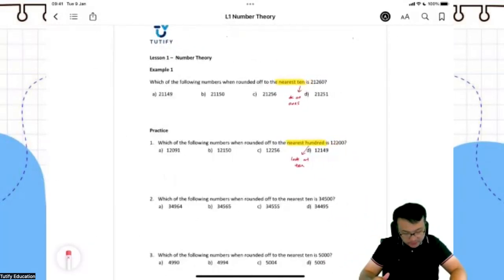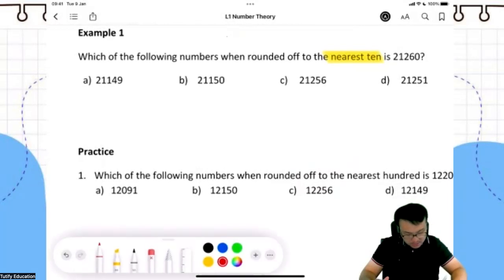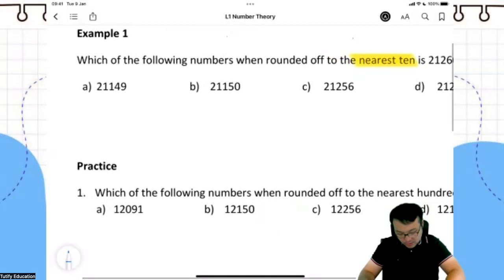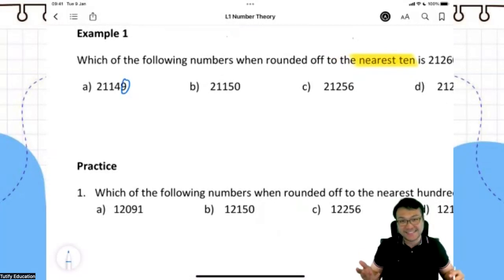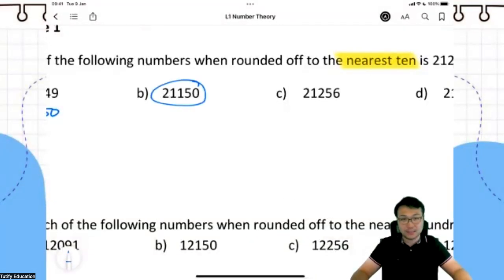So let's take a look at the first example, okay? We are trying to round to the nearest 10, and that means we should look at the ones digit. So if you look at the ones digit here, it is a 9. It is already more than 5. More than 5, round up. When you round up, what do you get? You get 21,150. Now, this one doesn't even have to be rounded. It is already a 10. So we leave it as it is.